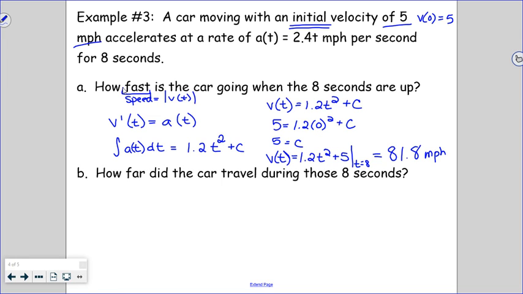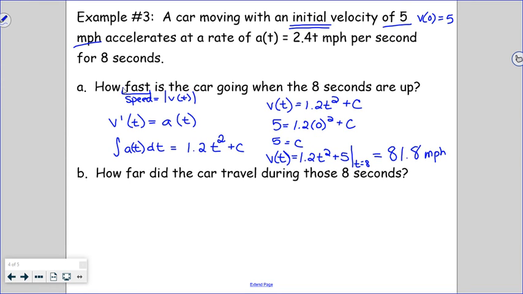Our independent variable is in seconds. T is in seconds based on what they gave us for A of t, right? Miles per hour per second. And that's what's going to be our big discussion on this next one. How do we deal with that weird phrase, miles per hour per second, when trying to find our antiderivative to find our distance traveled?